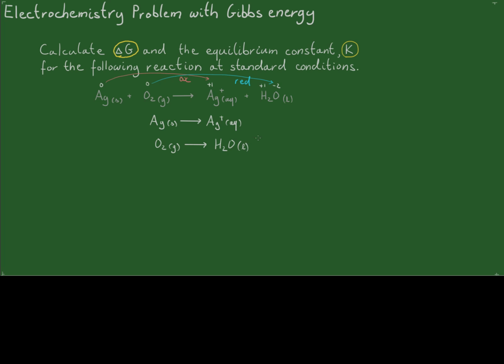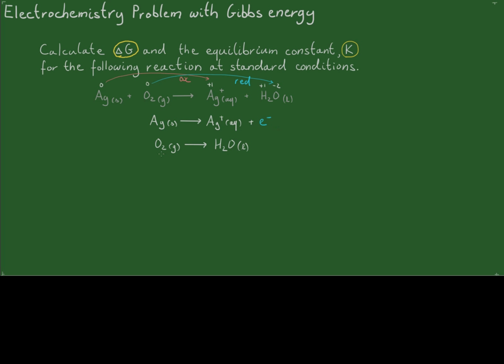Now I need to balance these half reactions. So up here I have one silver and one silver. That's balanced. There are no other atoms, no other molecules to worry about. So all I am left with is the charge. On the left I am neutral, on the right I am 1 positive. That means I need to add an electron here to make the right hand side, sorry, not negative, but neutral as well.